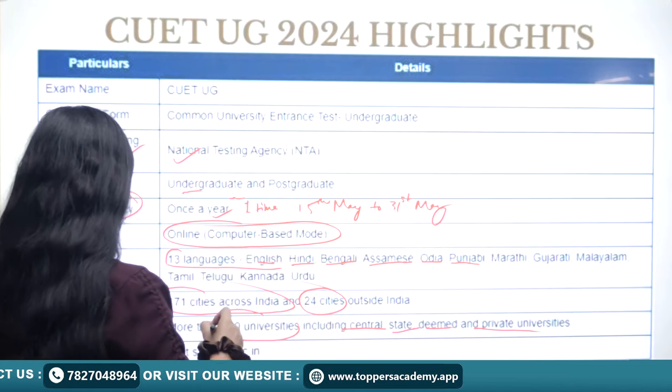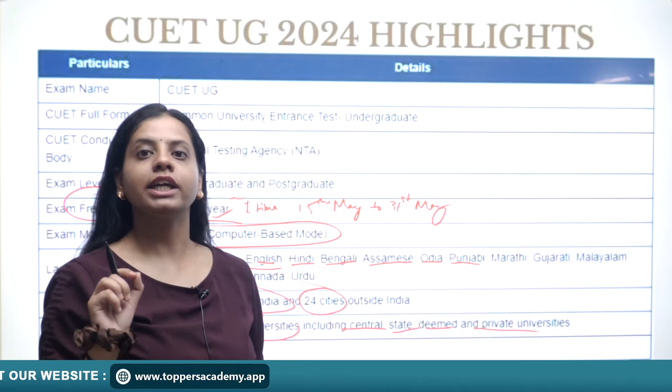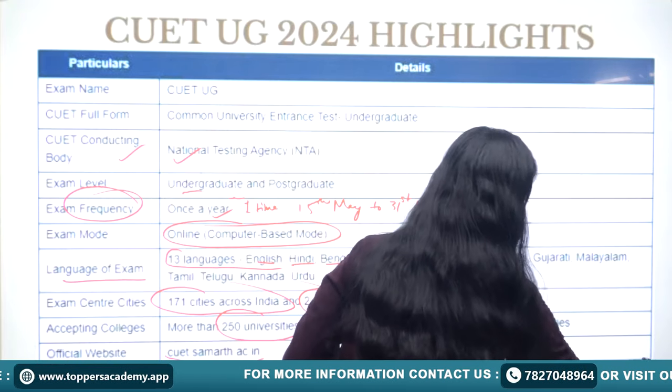Along with that, what is the official website? So, the official website will be your cuet.summer.ac.in. Let's move on to the other things.